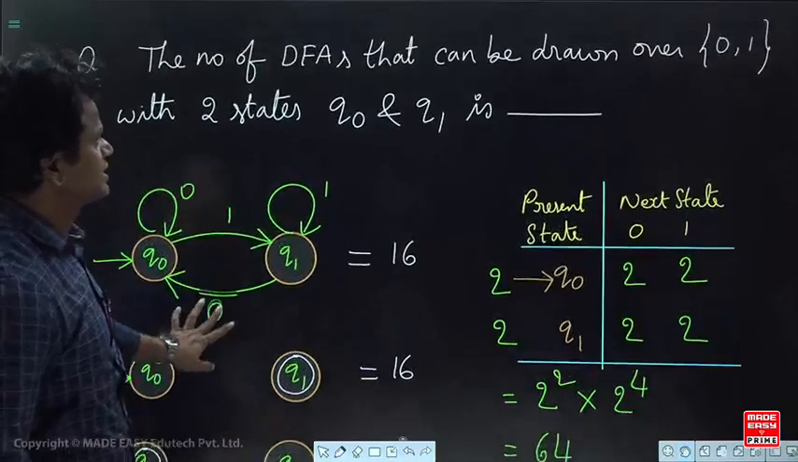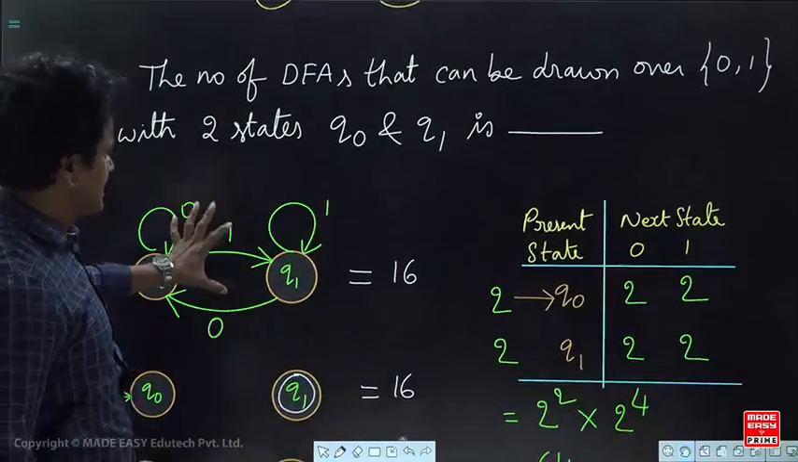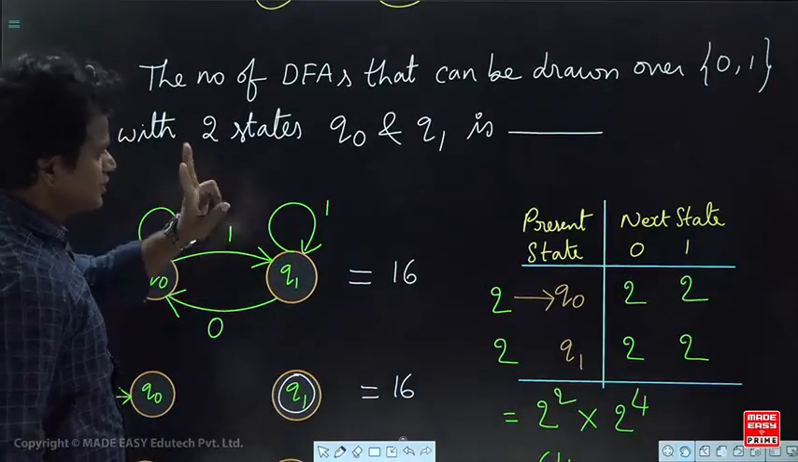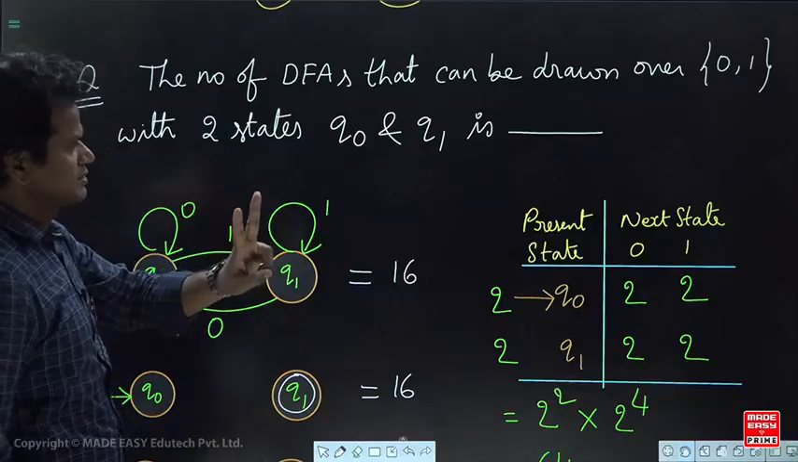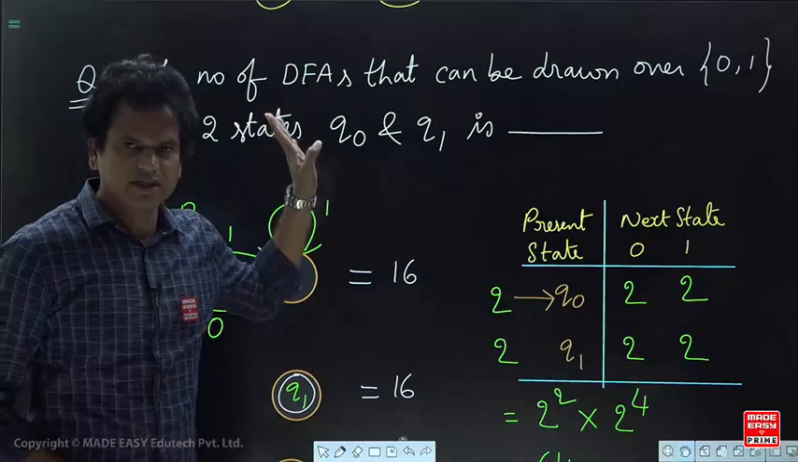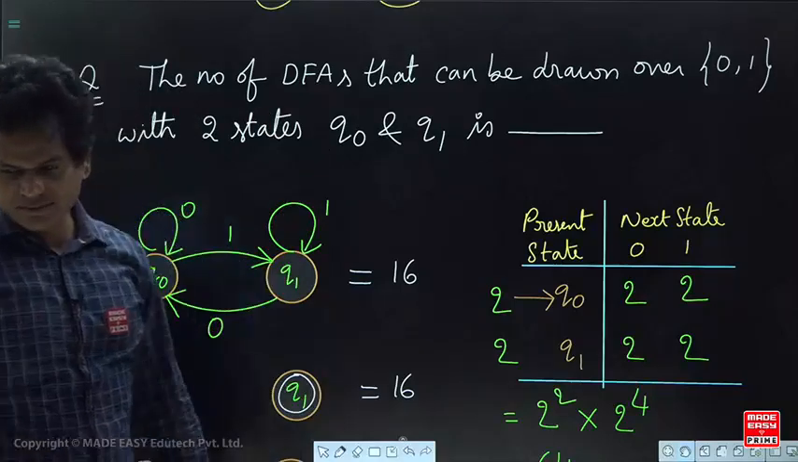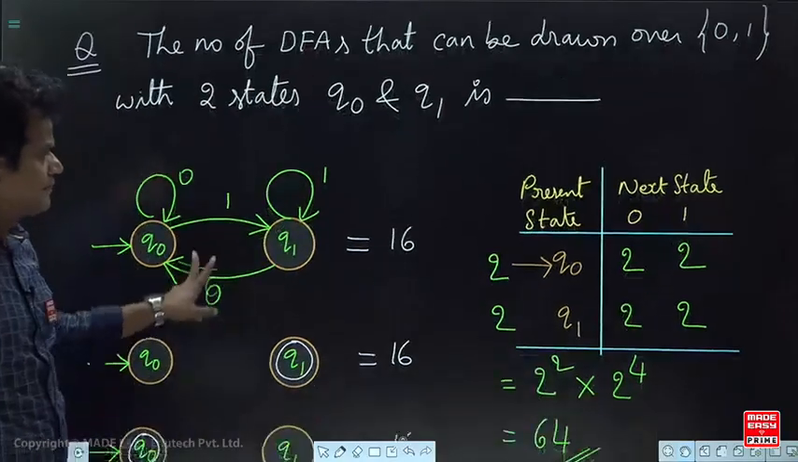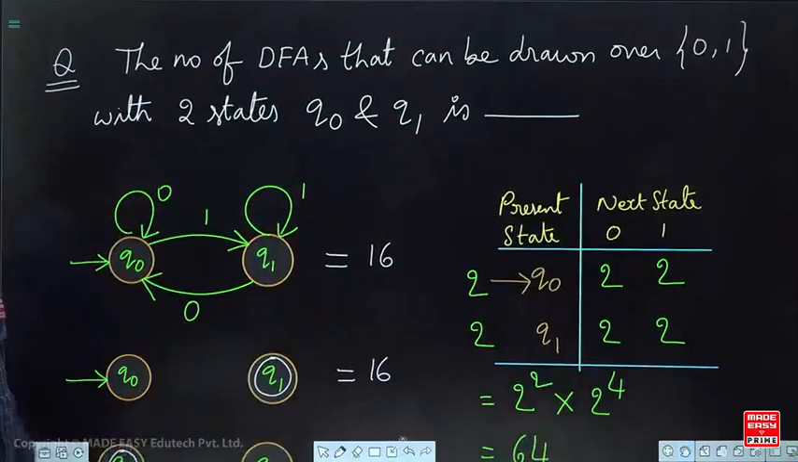Are you following? What do you understand of what I am asking? It is the same data, Q0 and Q1, two states, two inputs. You can take any one as initial. How many DFAs will be there? Okay, so copy this question.